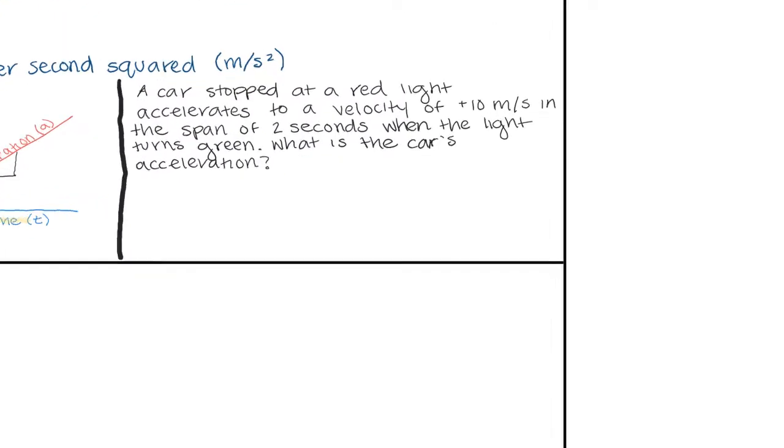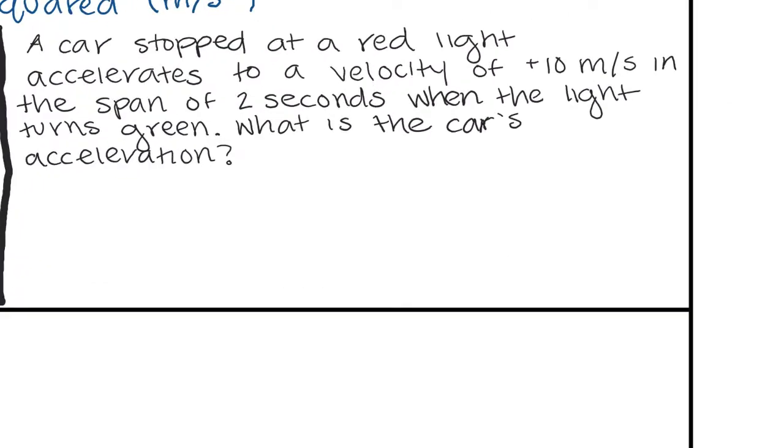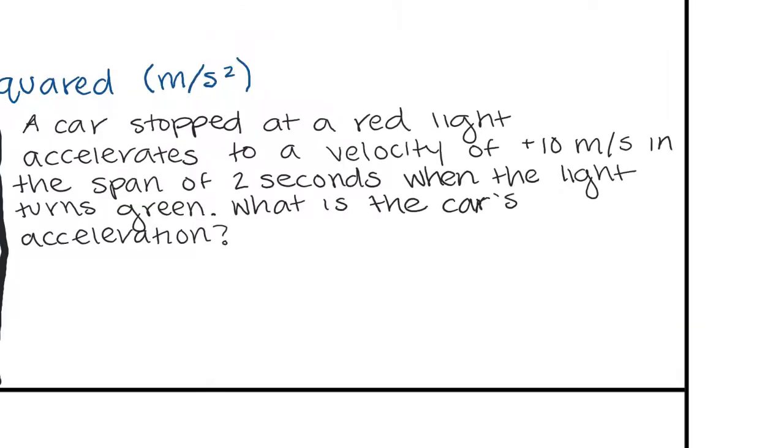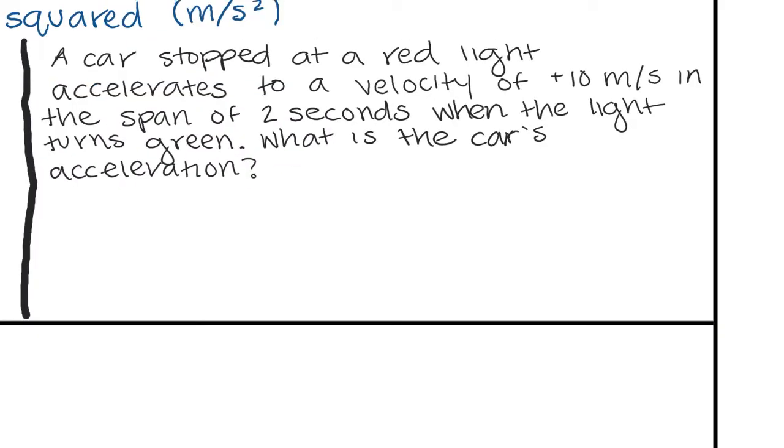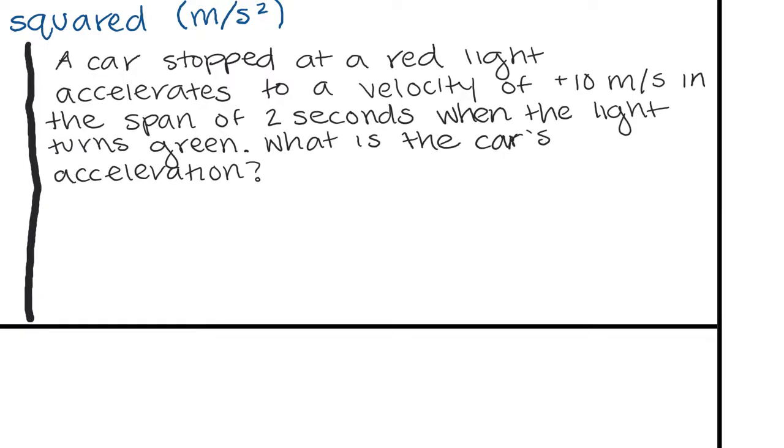Let's zoom in here. All right, so here we have this example of a car stopped at a red light, accelerates to a velocity of positive 10 meters per second in the span of 2 seconds when the light turns green. The question is asking, what is the car's acceleration? So again, first step in any physics problem, I'm going to draw a picture. So rather than drawing out a car, I'm just going to make that car a dot. I'm going to indicate that it is accelerating.